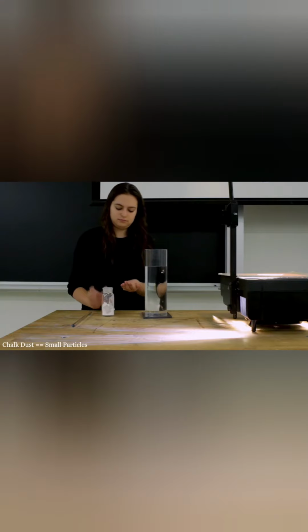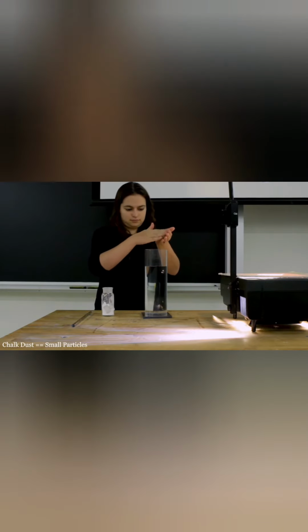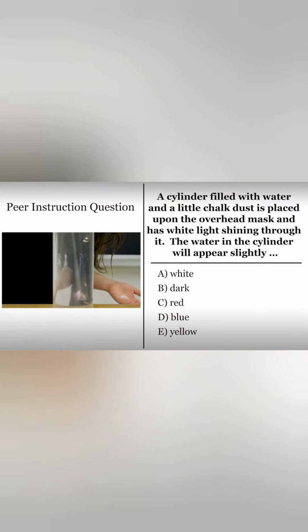This phenomenon shows up in astronomical images, like in this open cluster known as the Pleiades, where preferential scattering of dust particles creates the blue glow. We'll now add some chalk dust to a second cylinder of water. The particles of chalk are large compared to the wavelength of visible light. Please make a prediction regarding the appearance of the water and chalk dust when placed on the overhead.